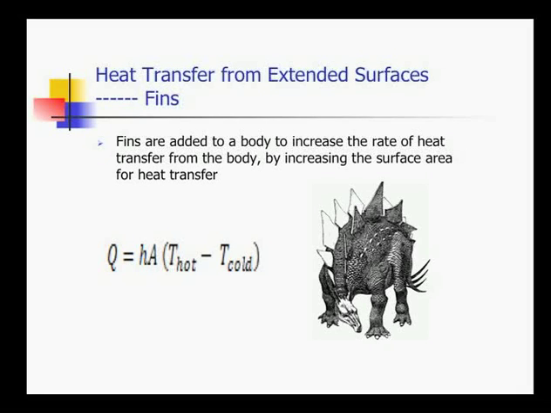The heat lost now from the surface to the adjacent fluid, that's convection, and that's Newton's law of cooling. If we have T hot and T cold, and H doesn't change, the only parameter that we can play with is the surface area. If we can increase the surface area, we can increase the heat loss.